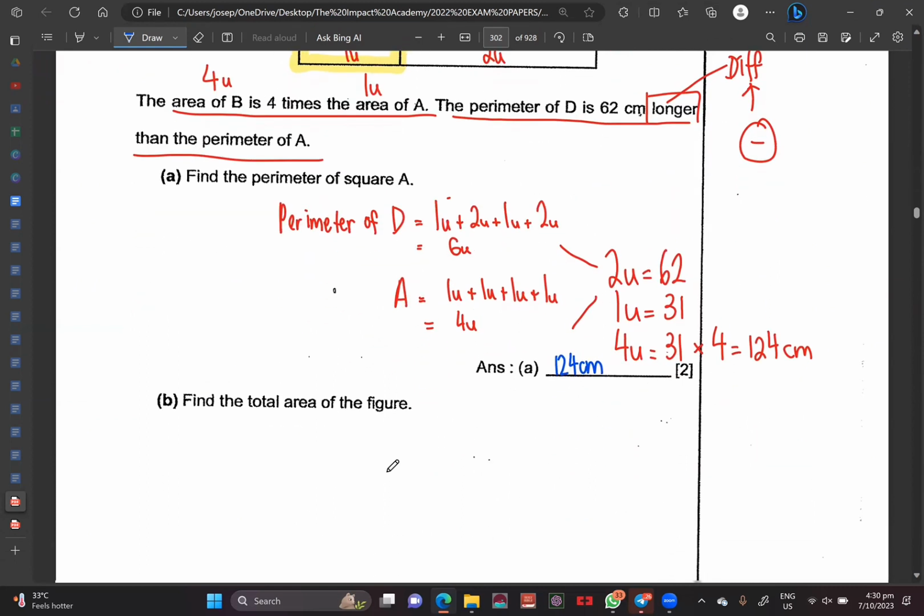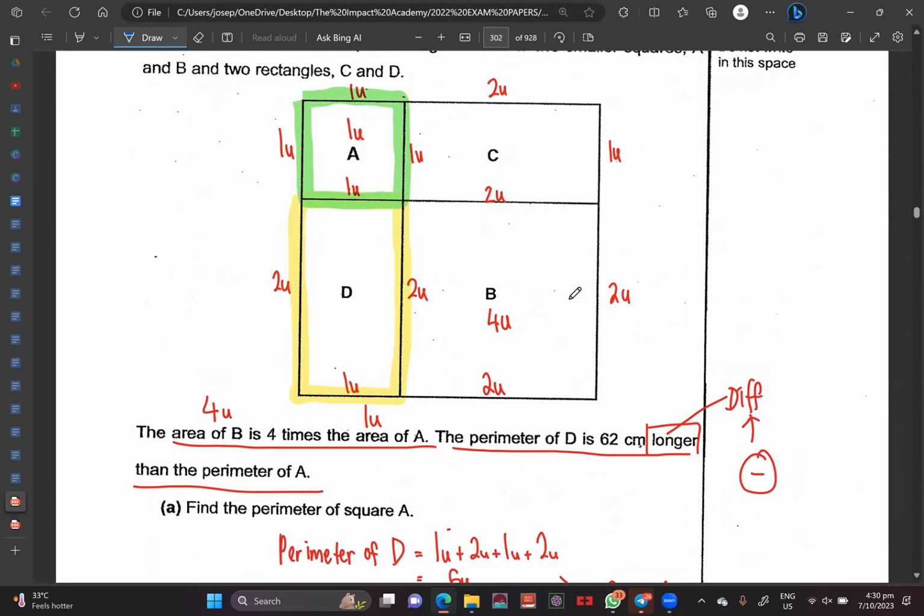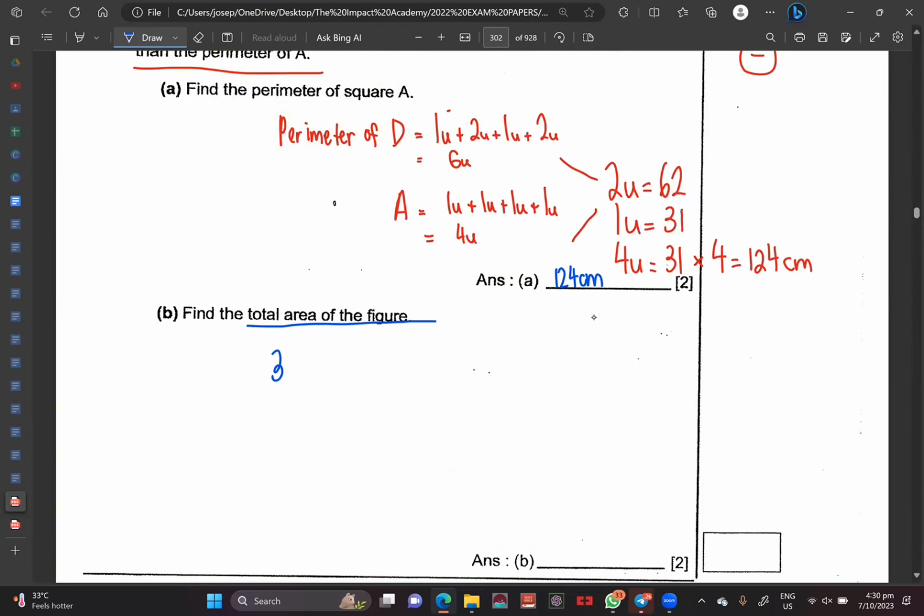Question wants us to find the total area of the figure. Well, look at the figure. What do we have? This is a square, isn't it? So we just have to find 3 units first. What is 3 units? We know that 1 unit is 31. 3 units, isn't that equal to 93? Am I making sense here? So I want to find the area. So area of figure will then just be 93 times 93. When I do 93 times 93, I will get to an answer of 8,649 centimeter square.